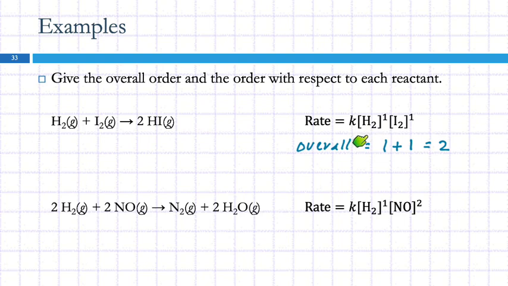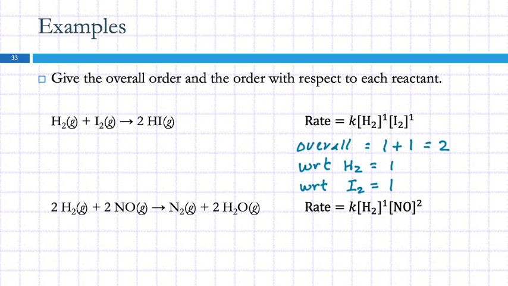So what's the order with respect to hydrogen? 1. We're just asking, what's the exponent on the concentration of hydrogen? It's 1. And with respect to the iodine, also 1. The rate law is what gave us that information. The chemical equation helped us not at all.